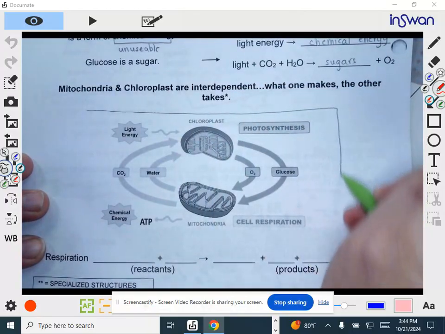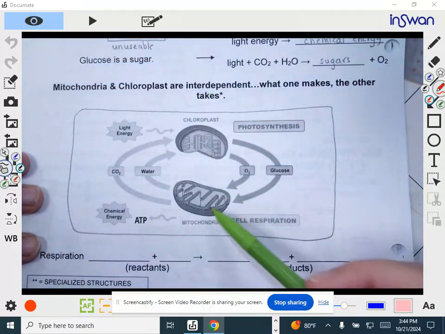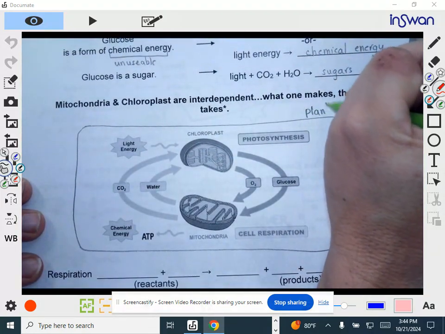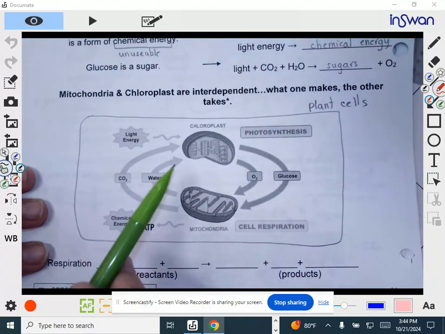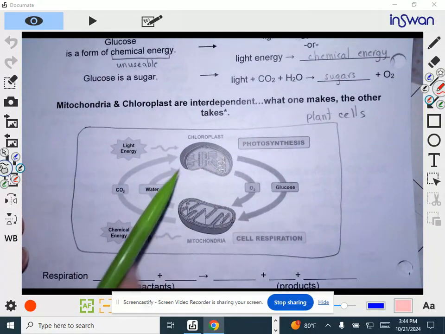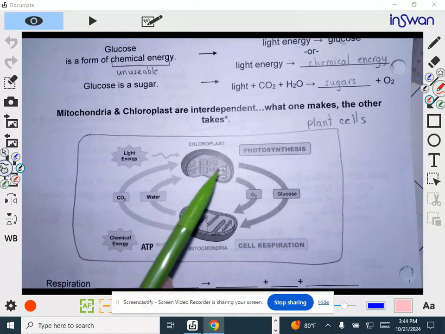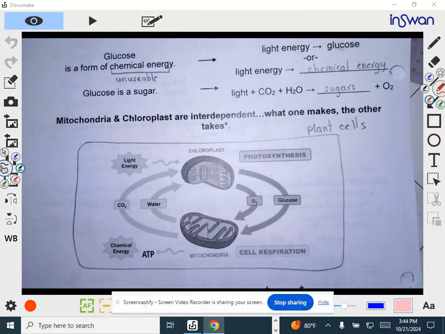All right, now let's take a look at what is happening in a plant cell. So let's put these two organelles inside a plant cell, and I hope that helps you remember plant cells do both. They have to do photosynthesis and they also have to do respiration, because cells don't run off of sugar. They run off of ATP, even plant cells. All the reactions are powered by ATP in all cells.